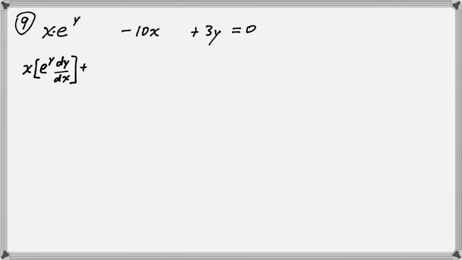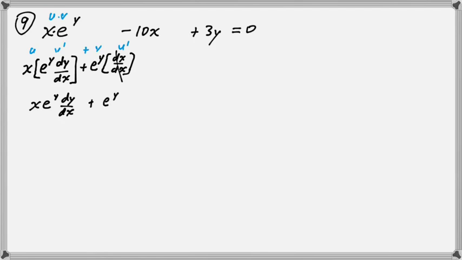Plus the other way around, bring down the e to the y, times the derivative of x, which is just dx dx, which does turn into a 1. But all of this is a product rule, u times v. It would be u v prime plus v u prime. So far, this thing is x e to the y dy dx plus e to the y.